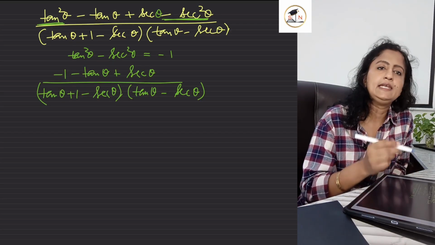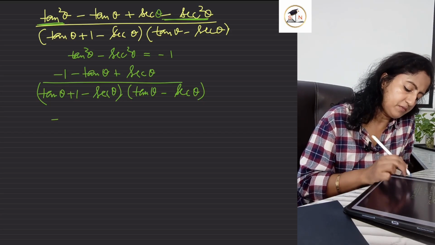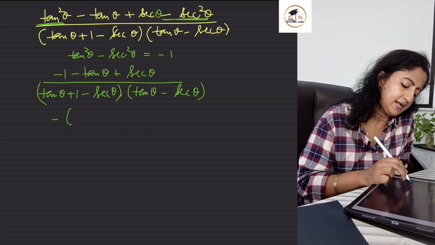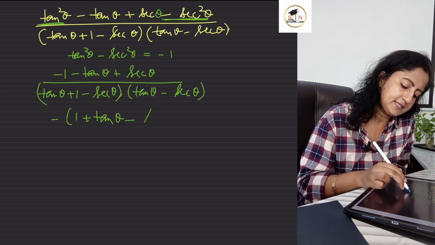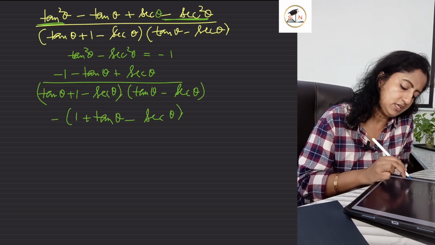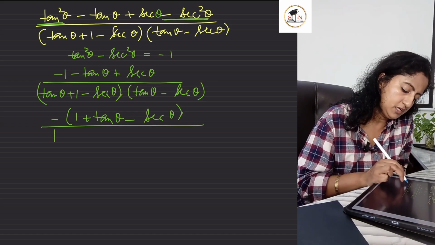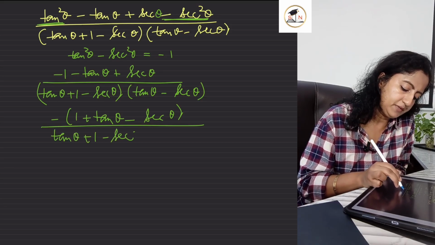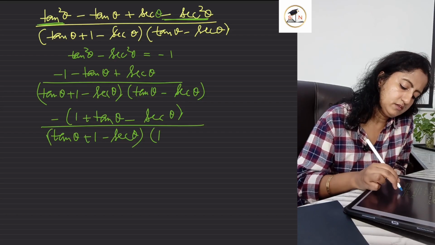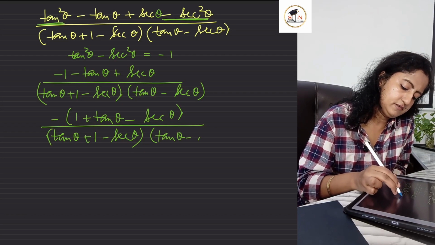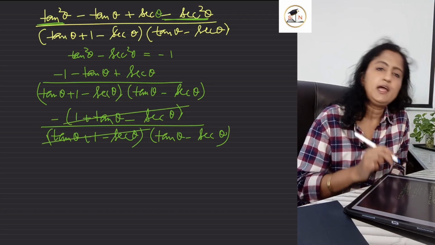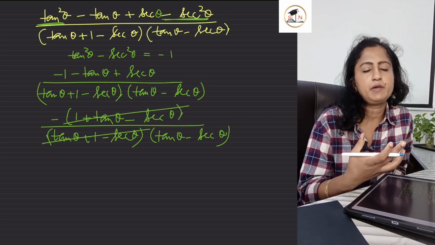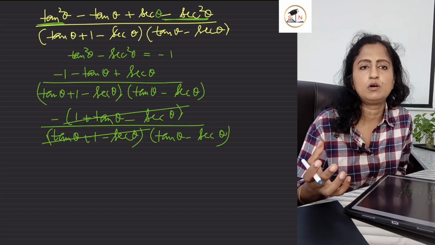We will take out negative common from the numerator. And that leaves me with 1 plus tan theta minus sec theta. And now if you see, it is absolutely same to what we have as the first bracket in the denominator. Right? This is what we are left with. I am cancelling it out. And this is the reason I just kept my denominator as it is and did not work on it.